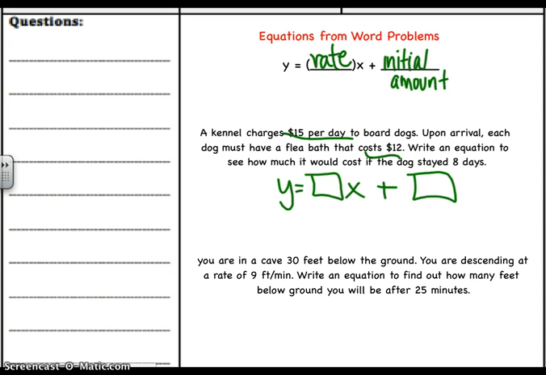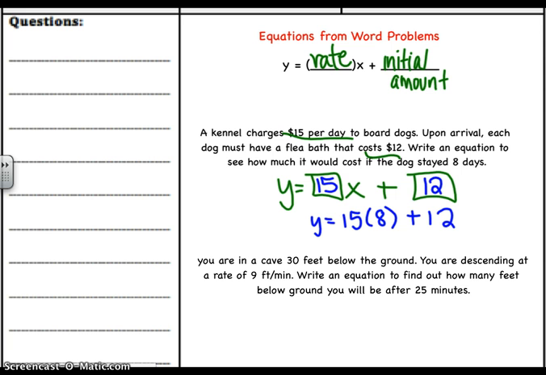The $15 per day. So that's my rate. That's going to go here. $15 times x, plus an initial amount. What's my initial amount? The 12, the flea bath. There it is. And then to figure out how much money I'm going to spend if my dog is there for 8 days, I'm going to say, okay, well, y is equal to 15 times the 8 days I'm there plus the flea bath I have to give it.